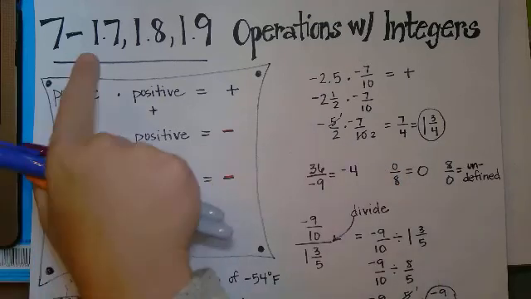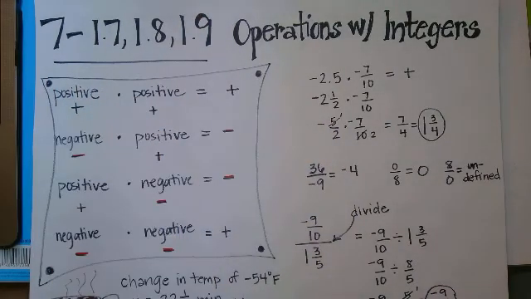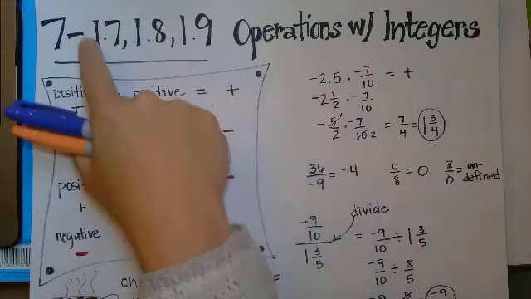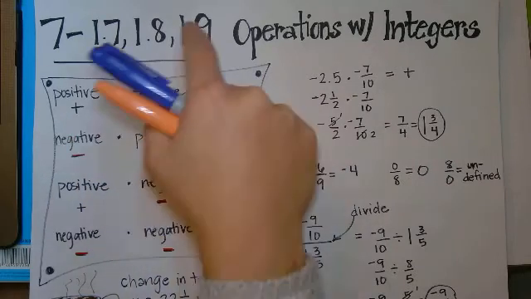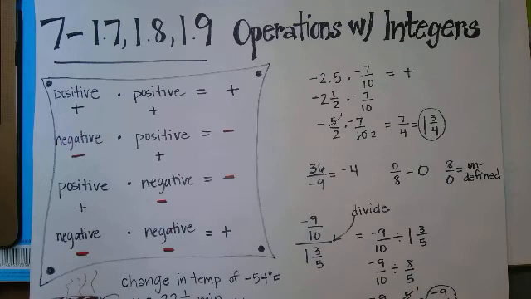I'm going to talk about 1.7, 1.8, and 1.9 all together for 7th grade. That's because we're working with operations with integers, and those three can be combined pretty easily. So after getting through 1.7, 1.8, and 1.9, I'd like to do a superset with you. So keep that in mind.